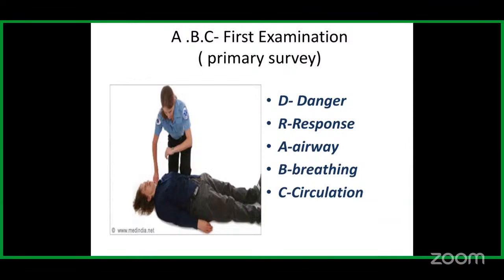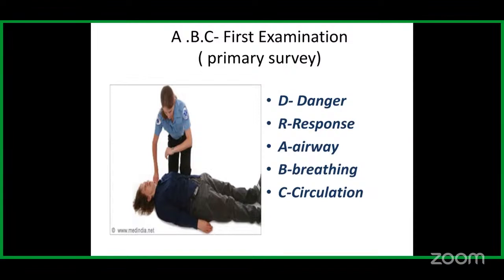So remember DRABC: D stands for danger, R for response. Then we open the airway. Why does the airway need to be opened? Because the tongue will fall back, blocking the airway. The head should be tilted to move the tongue away from the airway. Second, check for breathing. We do not check breathing by keeping the fingers near the nose; that is a wrong method. Checking breathing is by the look, listen and feel method. We look for chest movement, we listen for the breath sound, we feel the warm breath.